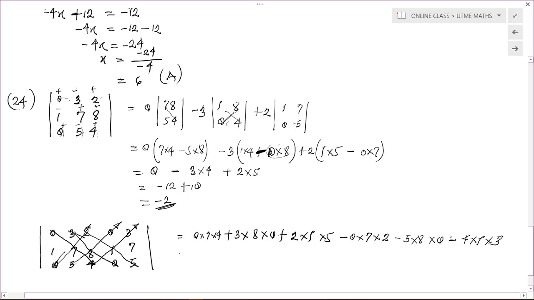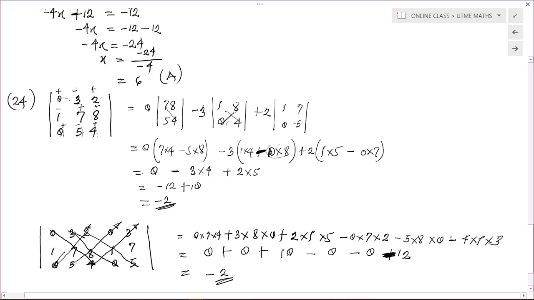So let's go there. This is going to give you 0 since 0 is there. This is going to give you 0. 0 is there. This is going to give you 10. This will give you 0. This will give you 0. Then the last one will give you minus 12. And the final answer now will be 10 minus 12. The final answer is minus 2.